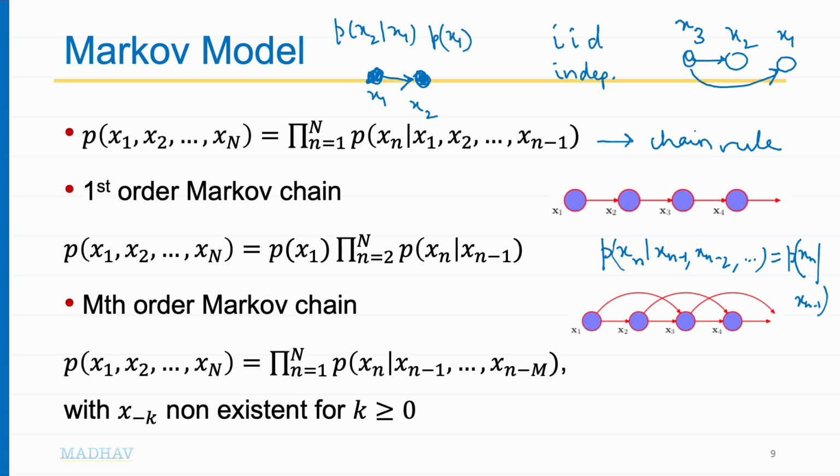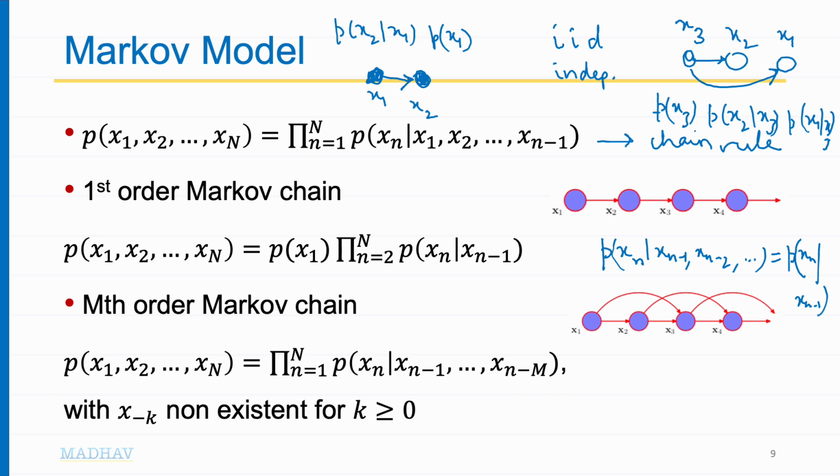P of x3 into P of x2 given x3, into P of x1 given x3. Very good. So it's P of x3, that is the independent node, you can say, into P of x2 given x3 into P of x1 given x3, right?